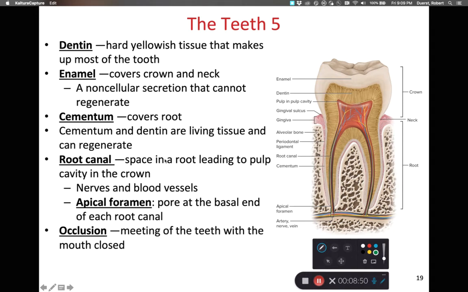As we look at the tooth in more detail, we find that the tooth has enamel on its surface covering the crown. The enamel is the hardest tissue in the human body. And then as we look deep to the enamel, we have a lot of dentin, and that's the yellowish tissue. It's kind of hard, not as hard as the enamel, but it's still fairly hard.